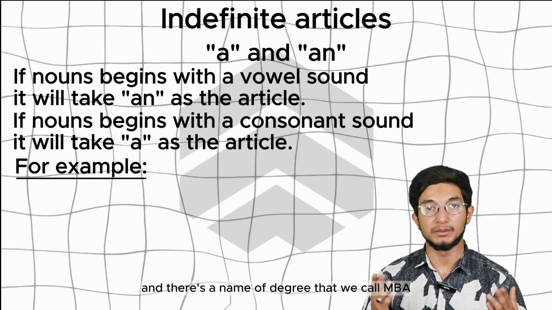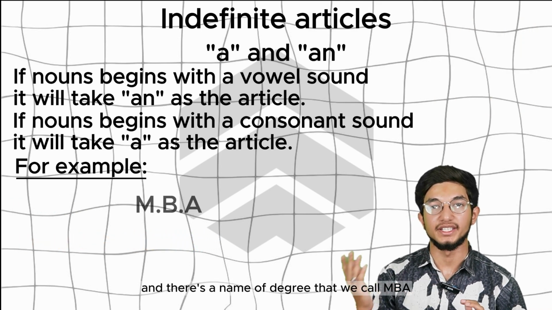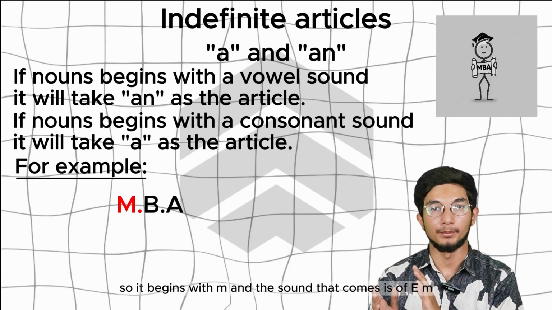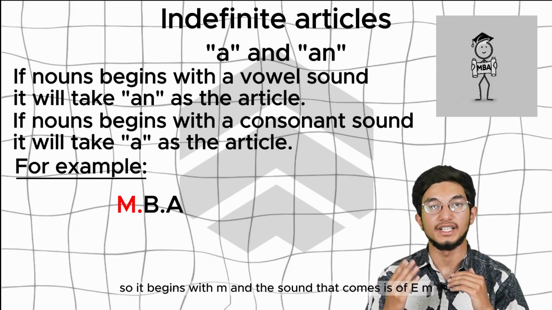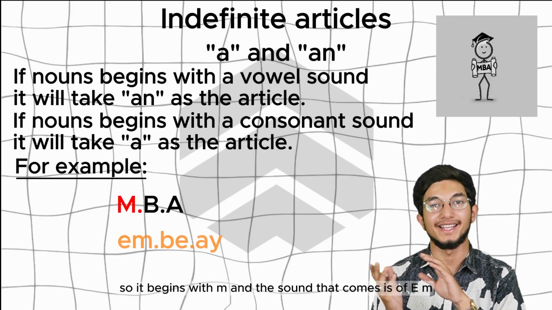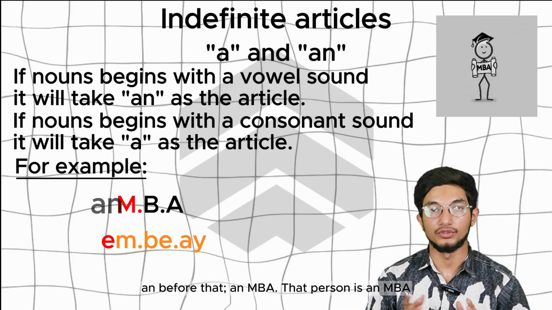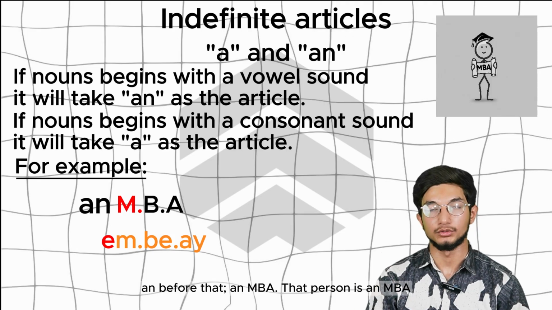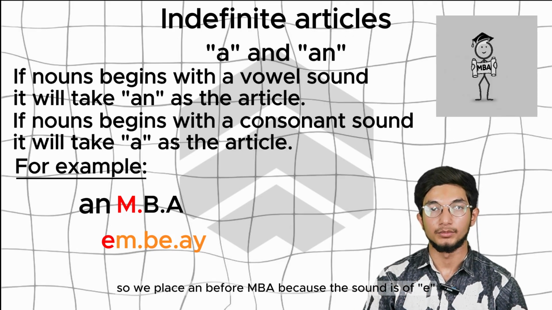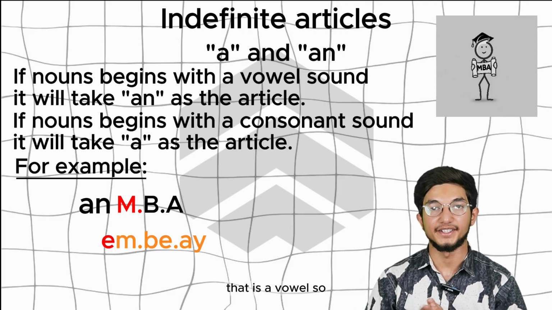And there is a name of a degree that we call MBA. It begins with M, and the sound that comes is of EM. So the sound is of E, that is why we will place an before that, an MBA. That person is an MBA. So we will place an before MBA because the sound is of E, that is a vowel.